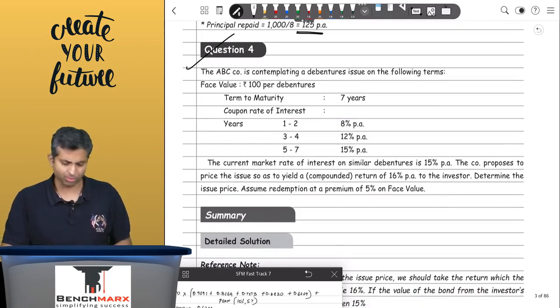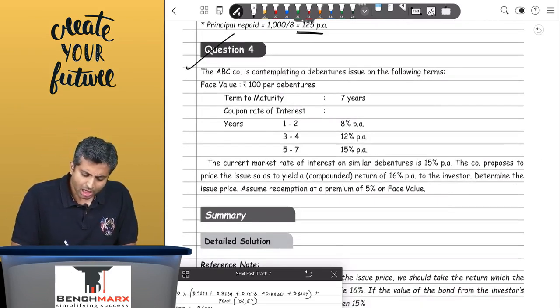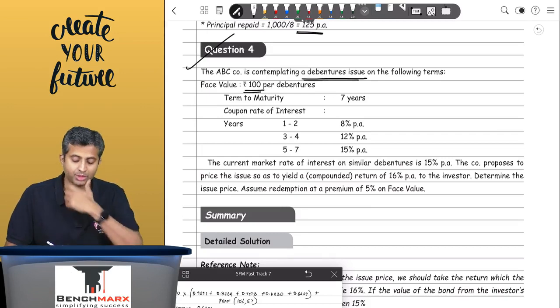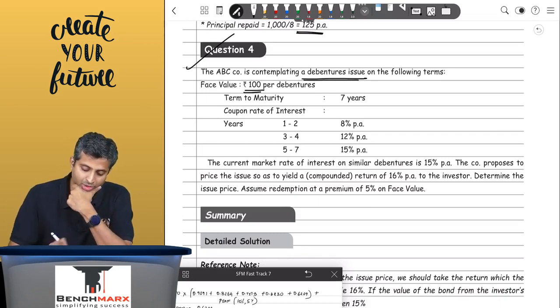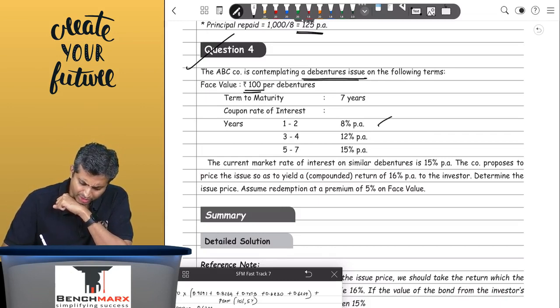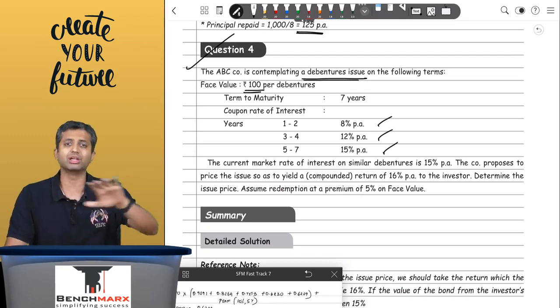It's a fairly interesting bond. This company is contemplating a debenture issue on the following terms. The face value is 100 rupees per debenture. Term to maturity is 7 years. Coupon rate of interest from years 1 to 2 is 8%, 3 to 4 is 12%, 5 to 7 is 15%. Now this is a staggered interest bond.